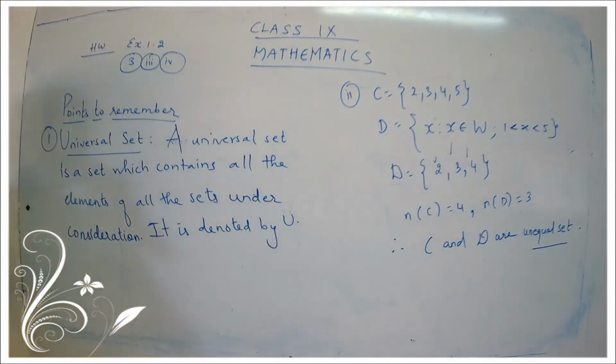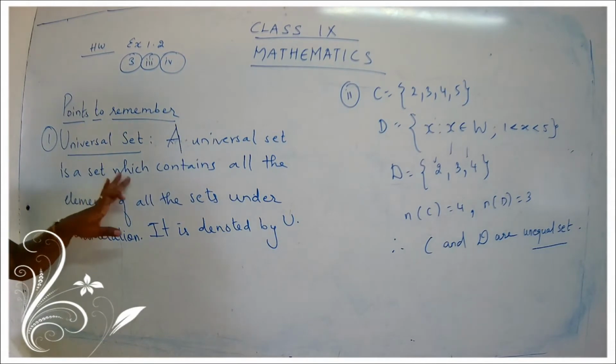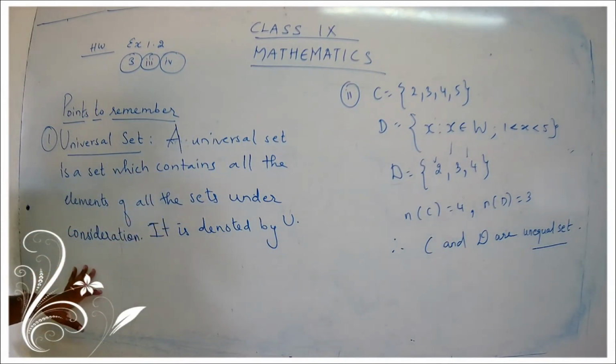Write on, children. First one is universal set. Universal set means you have to take out all the members of the set. Even if you have 2 sets or 3 sets, universal set is the combination of all the elements of all the sets. All the sets will come under universal set. That means if I am dealing with 2 sets, sets A and B, and when you write the universal set, what happens?